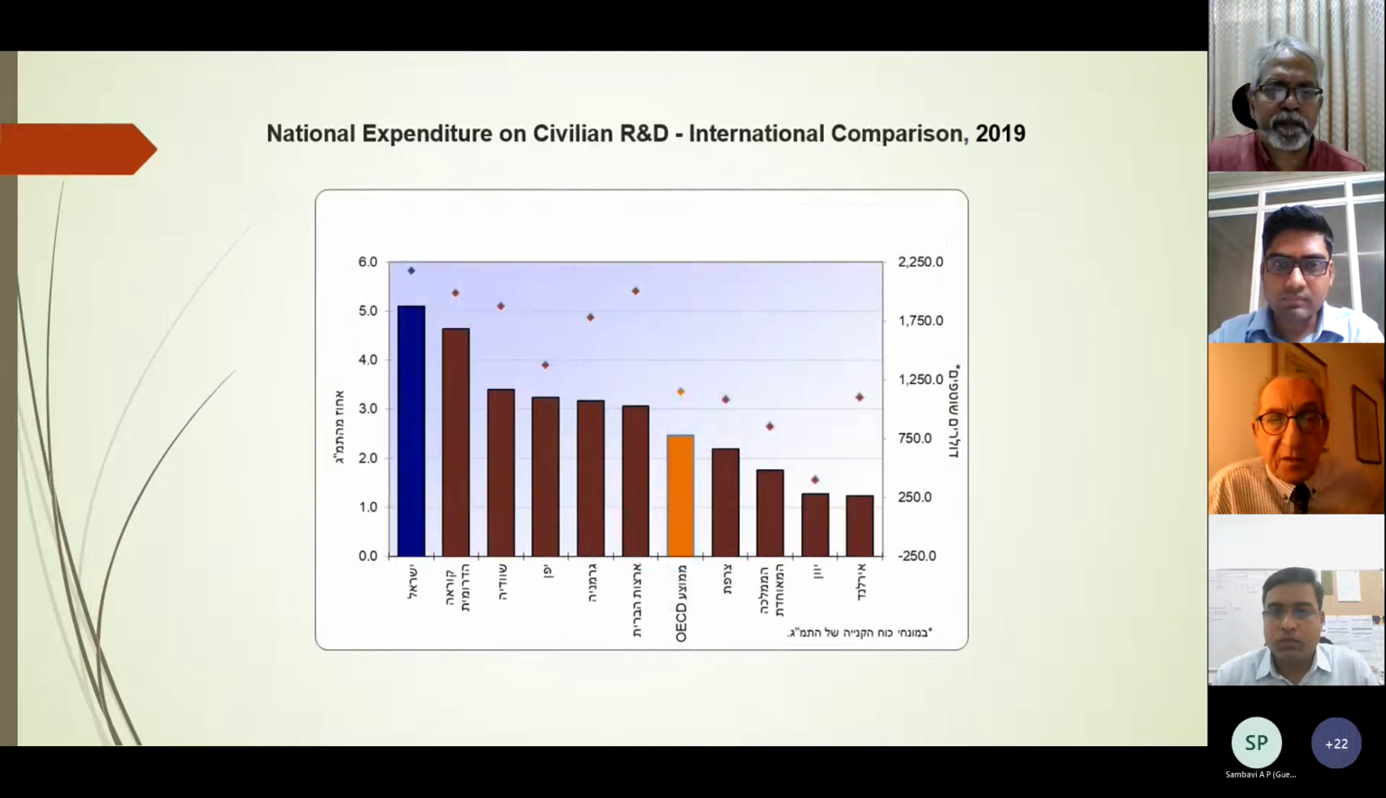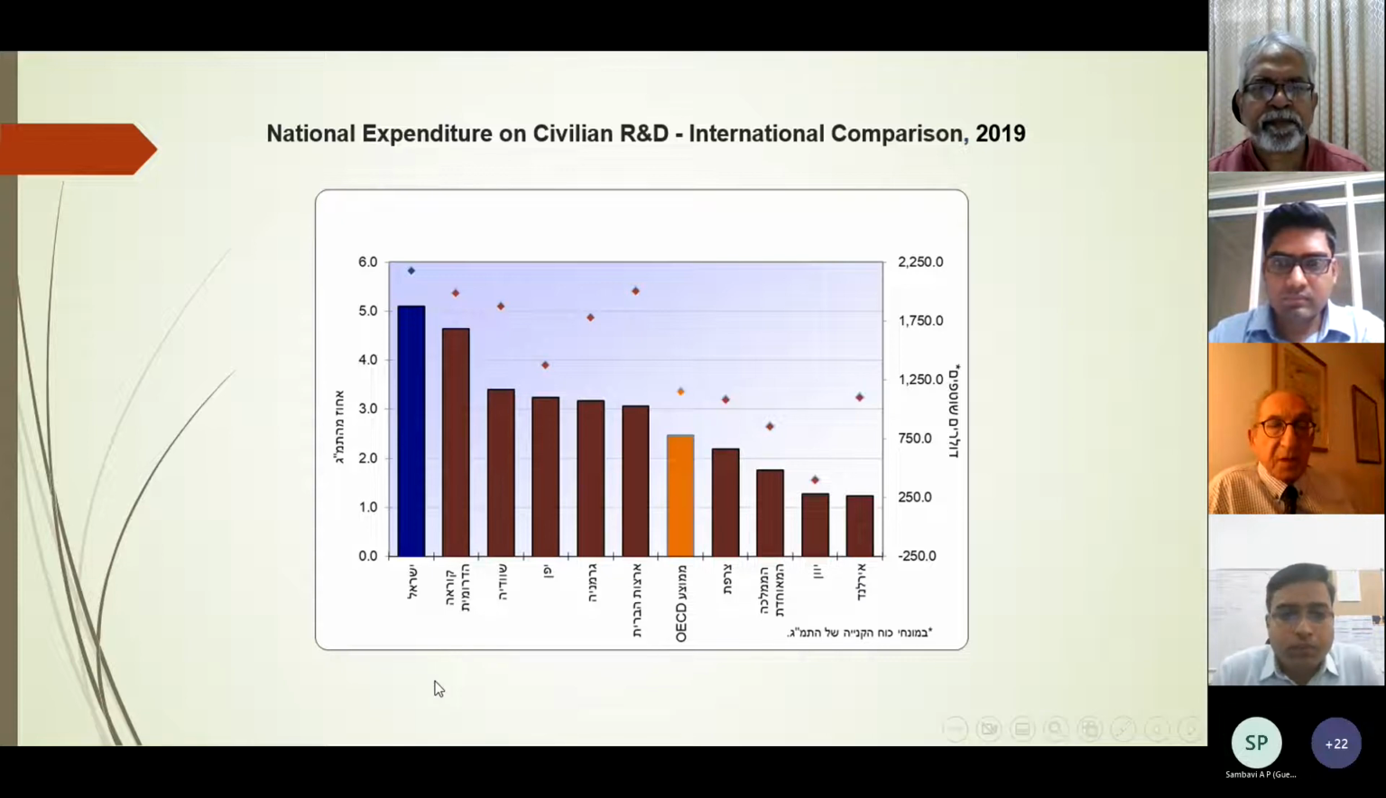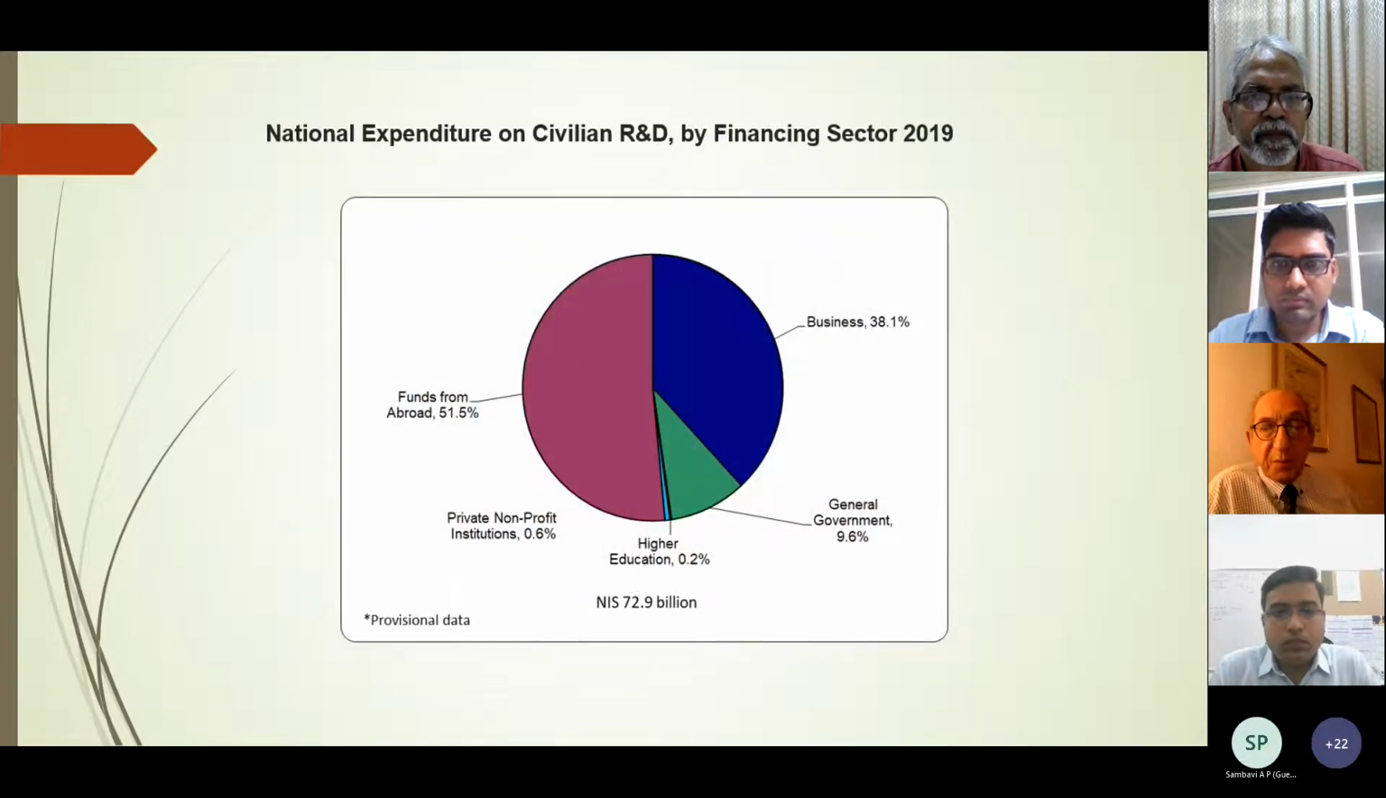Here we can see that it is more than 5% for civilian R&D only, in comparison to some OECD countries. This is almost more than $20 billion every year. But if we see the other slide, we can see that business R&D and funds from abroad are the main components of investment in R&D in Israel.